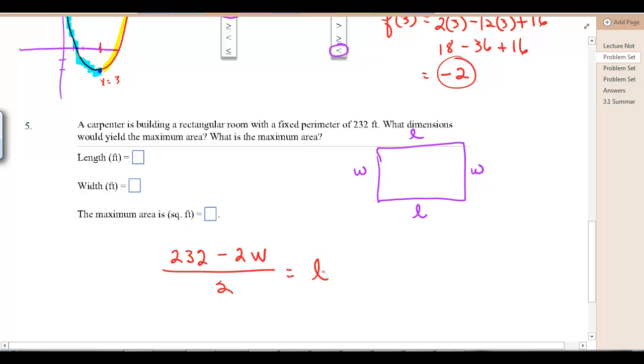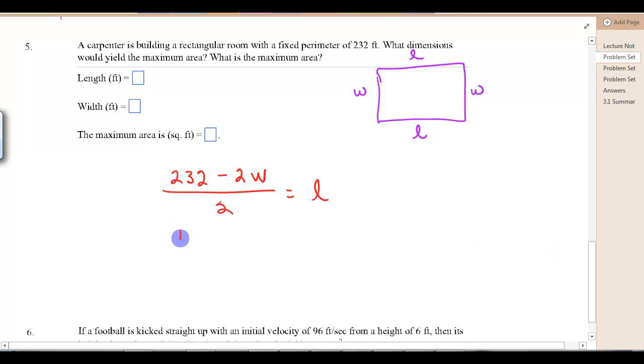I think I can clean that up a little bit. If I divide 2 in there and 2 in there, what do I have? I have 116 minus W equals L. All right, so now let's change that. We have W, W, and we have 116 minus W and 116 minus W.